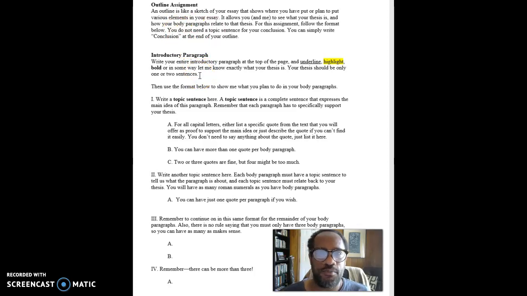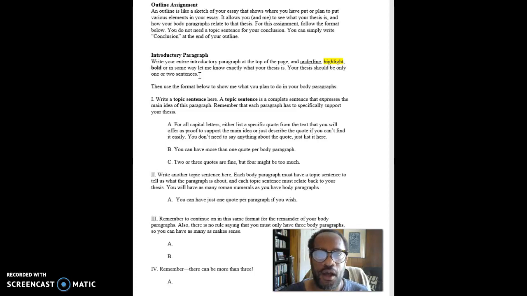The introductory paragraph is just your first paragraph, and just like its name suggests, it introduces us to what we're going to be talking about. Your introductory paragraph usually has things like the title of the poem you're going to be discussing and the author of the poem, so it gives us some background information like that. It also is going to contain your thesis. And a thesis is simply the big idea that you want to get across.